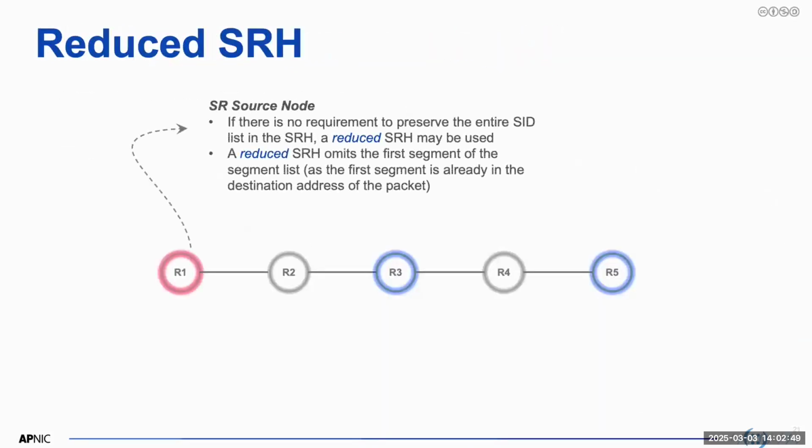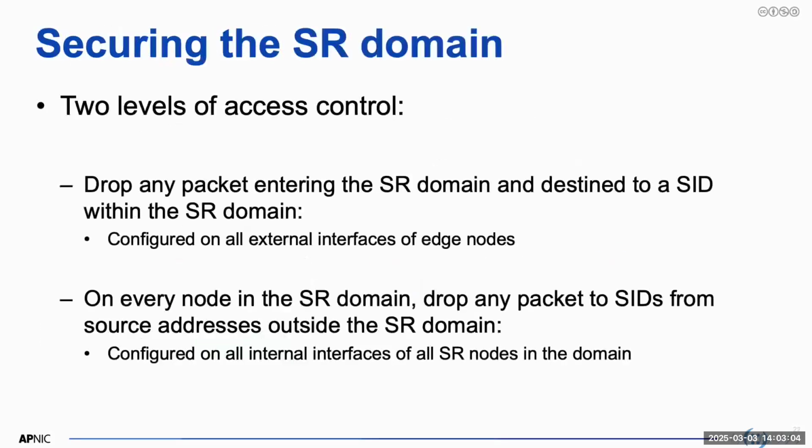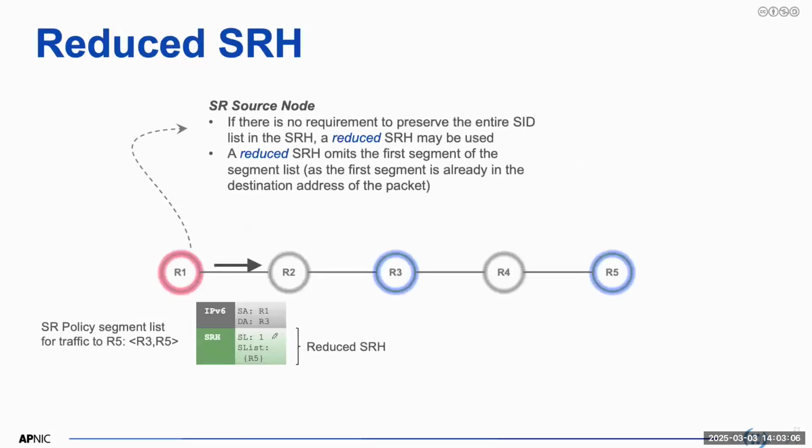Reduced SRH, which I explained earlier, means that without attaching the full list of segments, you can send the packet to the ultimate destination, and there is no requirement in this case to attach the SRH. In this case, we are just specifying that I need to go to R5, so I put the destination address as R3. So it ultimately goes to R3.